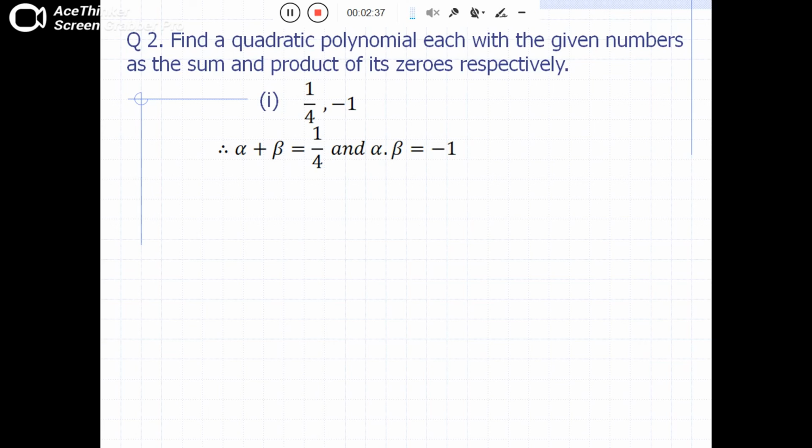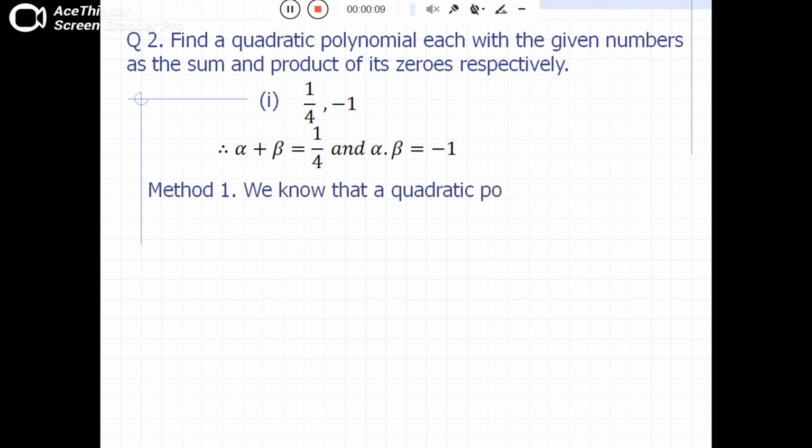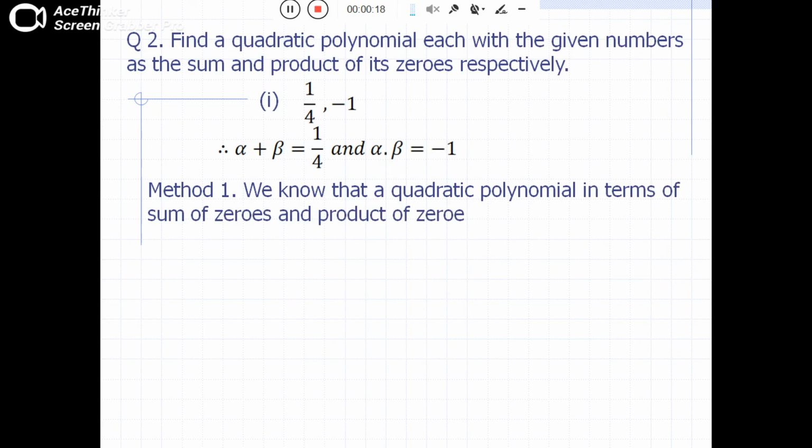So this quadratic polynomial we can get in two ways. I am going to explain both methods here. See it clearly, understand the method which is easy for you, and according to the condition you have to apply it. Okay, let us see the first method. As you know, a quadratic polynomial in terms of the sum of zeros and the product of zeros is as follows.